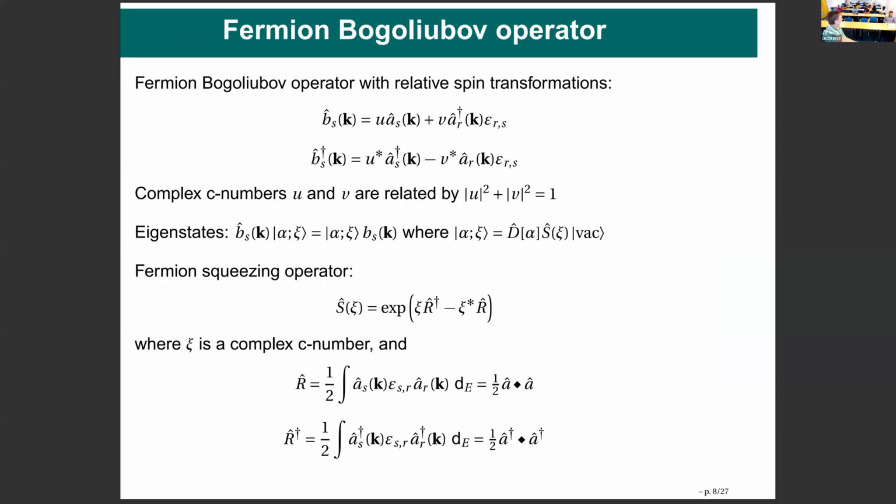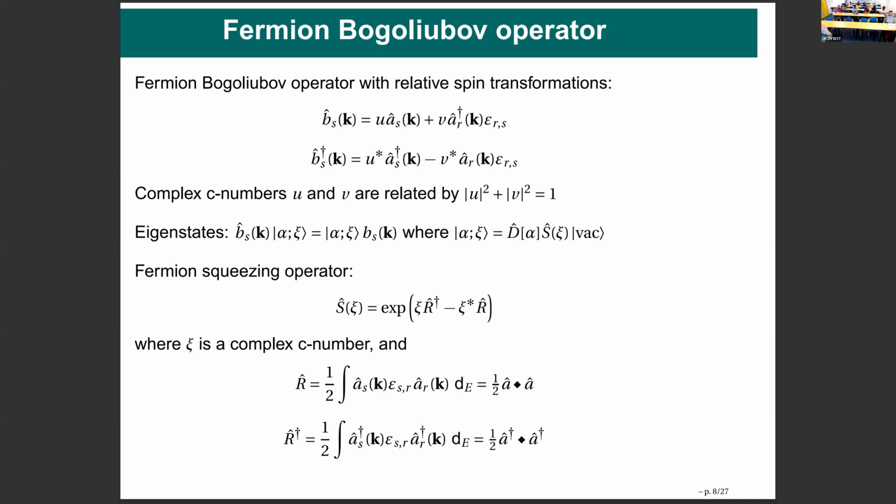So now when I do my Bogoliubov operators, I just generalize it a bit. It's still the same thing where I have a relative spin transformation, but I'm going to multiply it now with complex numbers, arbitrary complex numbers U and V. These are not Grassmann numbers, they're just ordinary C numbers. And in this case, because of the anti-commutation relation, they must have the property that the modulus squares sum up to 1. In the bosonic case, the Bogoliubov operators would have a relative minus sign here. But for the fermionic case, it becomes a plus.